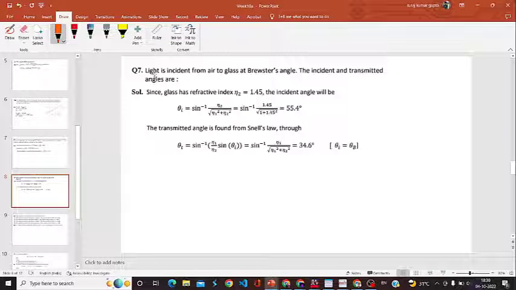So our next problem is: light is incident from air to glass at a Brewster angle. The incident and transmitted angles are. First of all, we have to know what a Brewster angle is. So Brewster angle is the angle at which the incident angle.